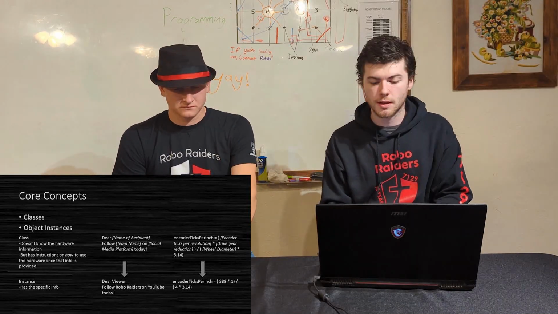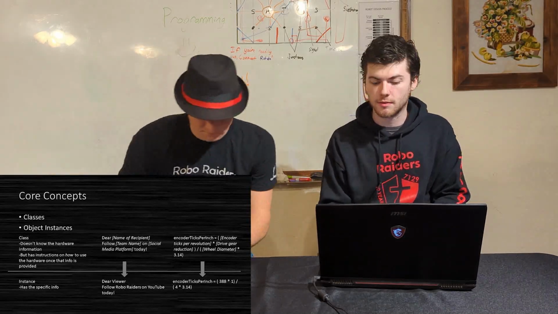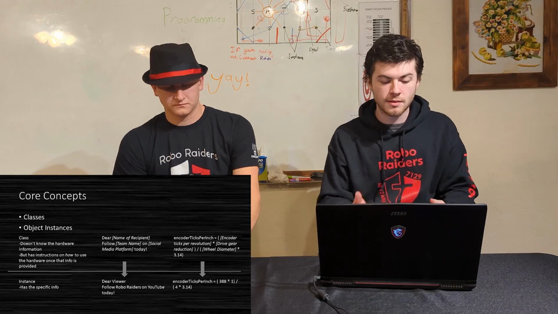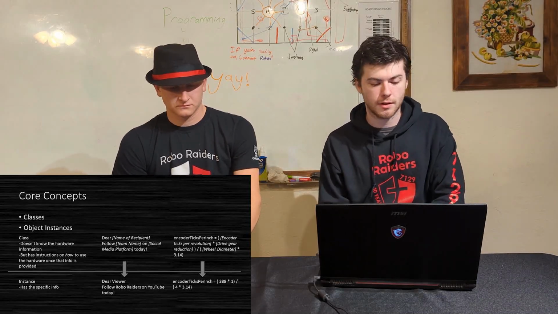When we want to use it, we give it the parameters that it needs, maybe some information about the type of encoders, gearing, or wheels, and the instance will be able to use those to do what we actually want it to do.